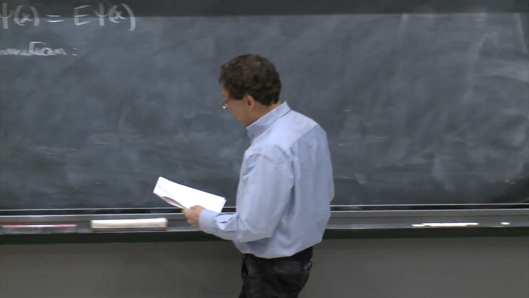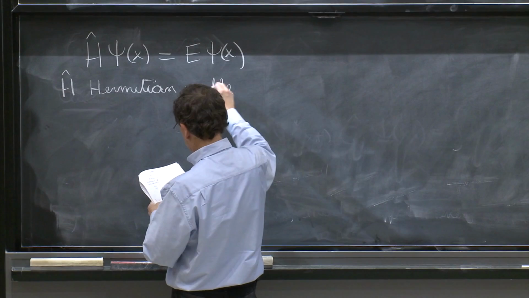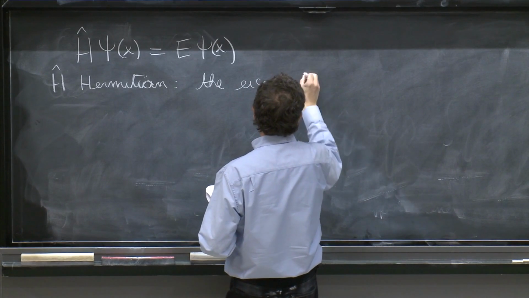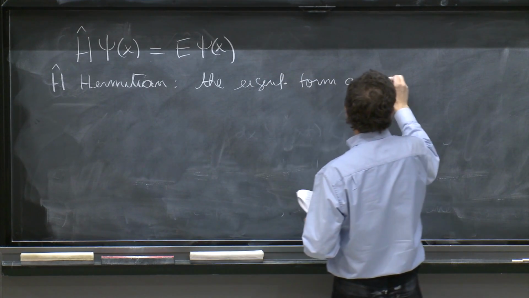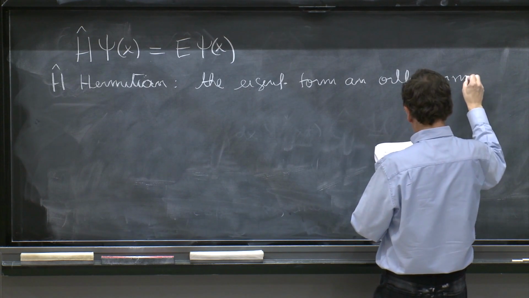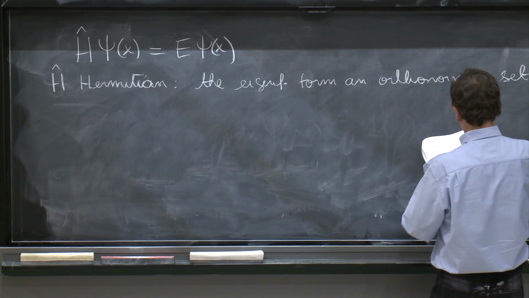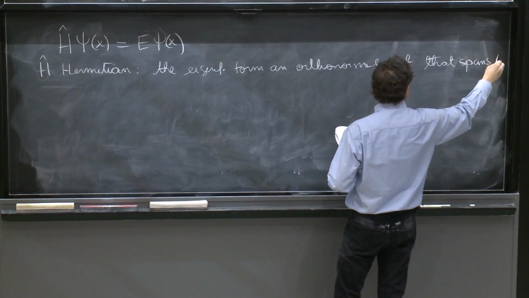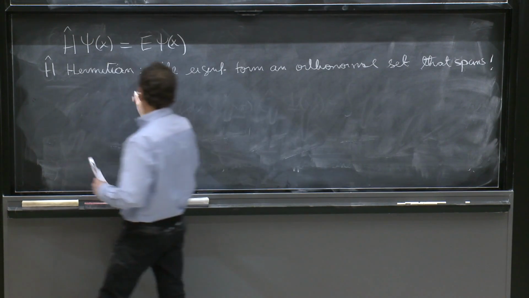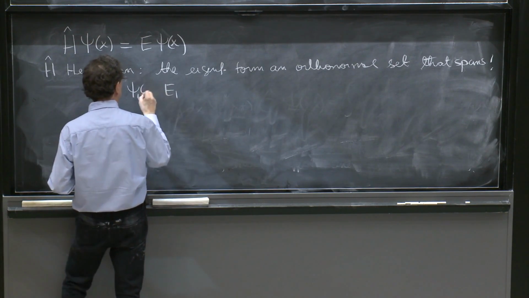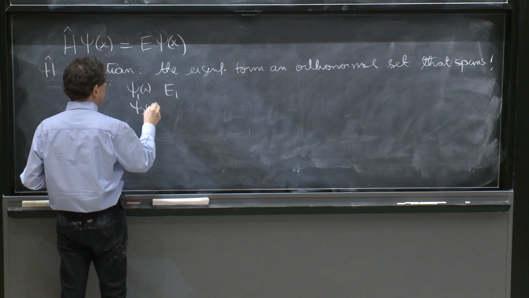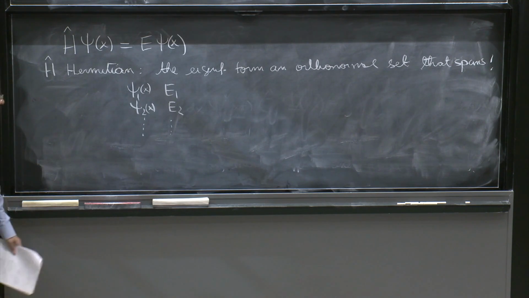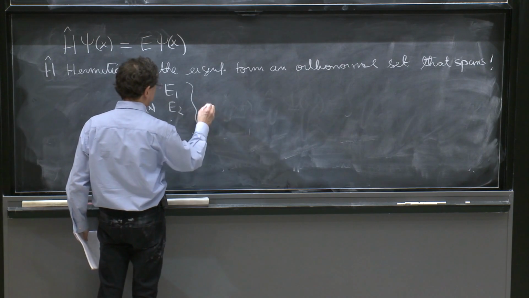This is what we proved for a general Hermitian operator to some degree. So the eigenfunctions form an orthonormal set that spans the space. So you're going to find a psi 1 with an E1, a psi 2 with an E2, and then this continues. And this is called the spectrum of the theory.